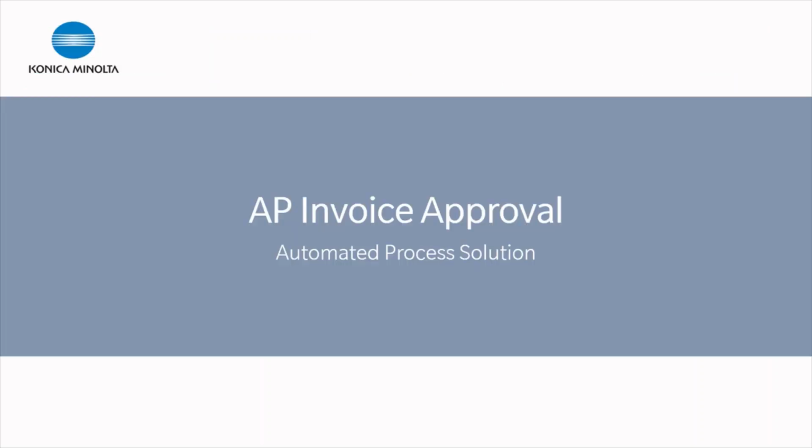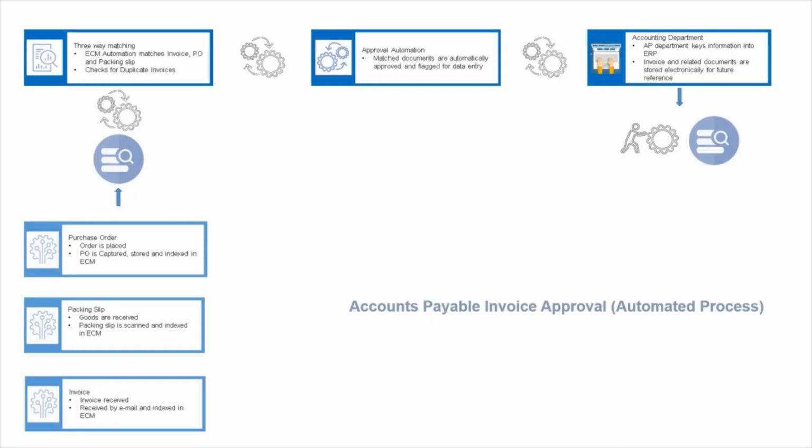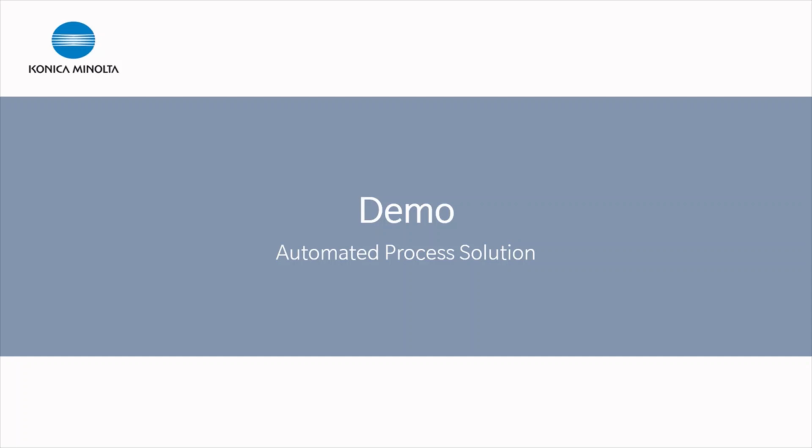The manual way is common practice in many organizations, and it's time-consuming. That's why we'll show you an automated accounts payable approval process. The automation process can be configured to capture and index all accounting documents, as well as use the metadata associated with these documents to automate the invoice approval. When a purchase order, packing slip, and invoice match, the invoice is automatically approved, and a notification is sent to accounting for payment. Let's show you the automation in action.